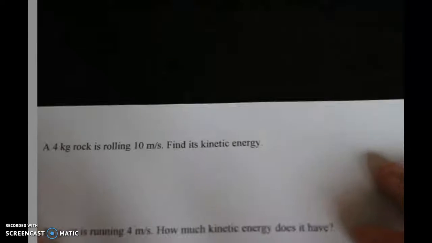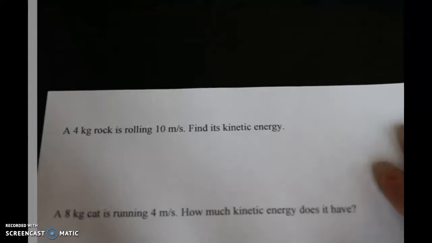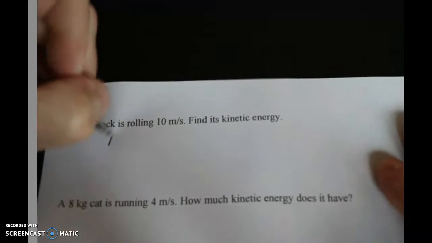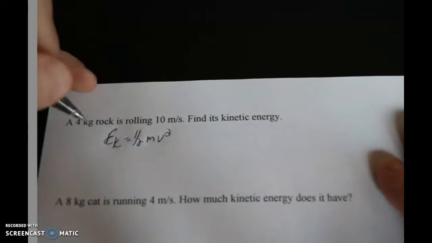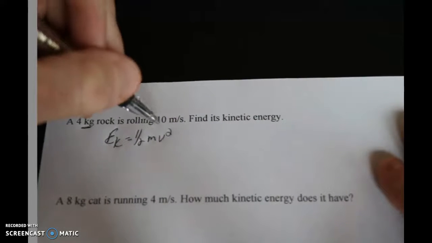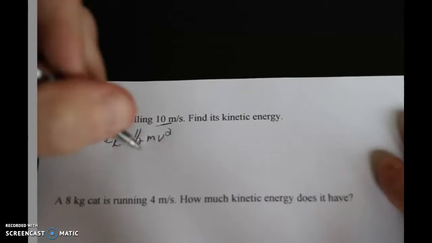This is saying a 4 kilogram rock is rolling 10 meters per second. Find its kinetic energy. So once I see kinetic energy, I think 1/2 mv squared. The mass has to be in kilograms, which it is. The velocity is in meters per second, which is good.